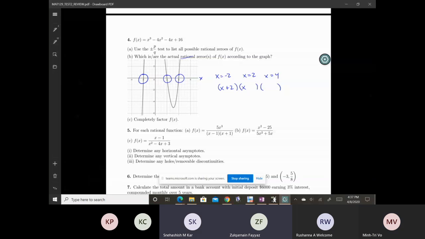It's x minus 2 and then x minus 4. So this would be x minus 2 because it's just the opposite. It's the same number but the opposite sign, right? And this one would be x minus 4.